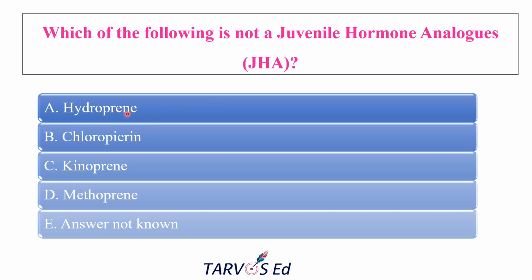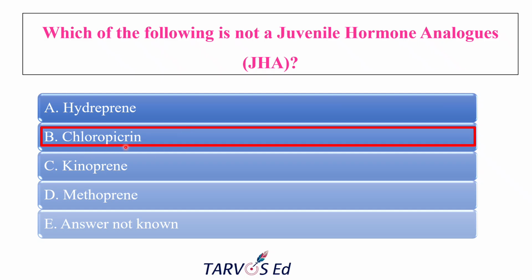The options are hydroprene, chloropicrin, kinoprene, methoprene, and none of the above. And the answer is chloropicrin. So this is not a juvenile hormone analog. This is basically a fumigant, or we can call it a soil sterilant, not a hormone mimic.